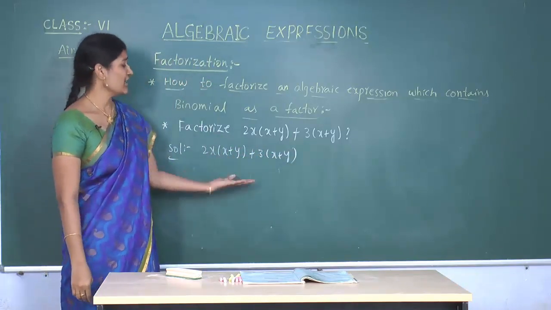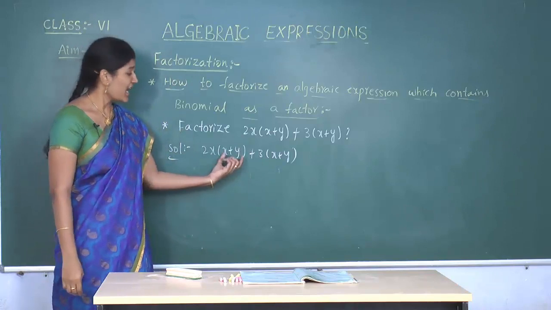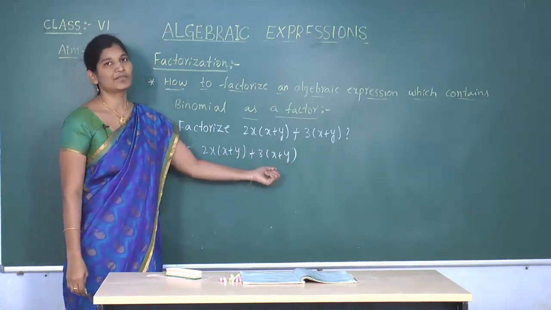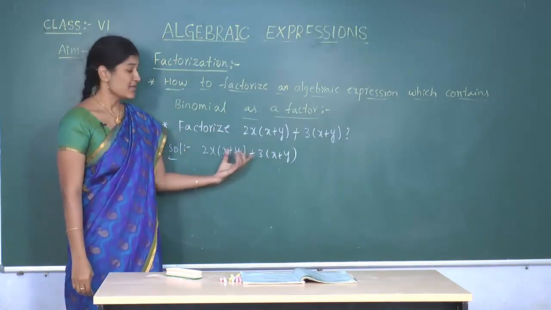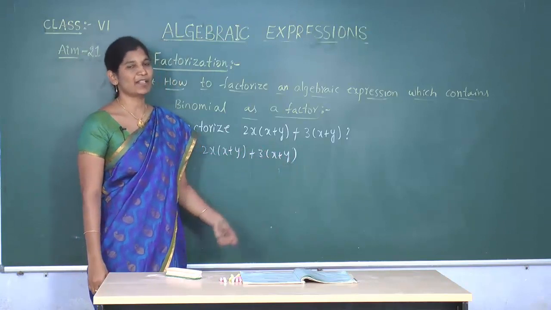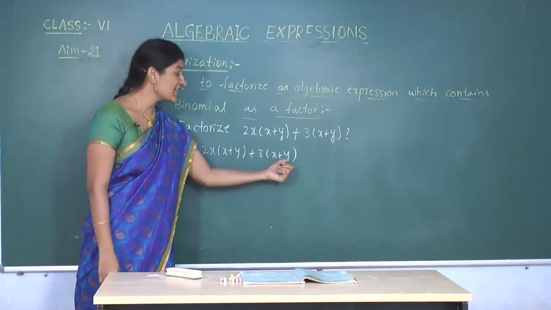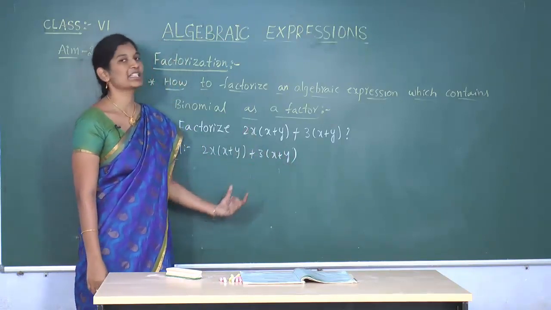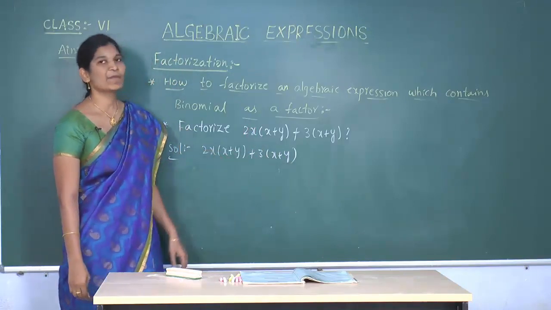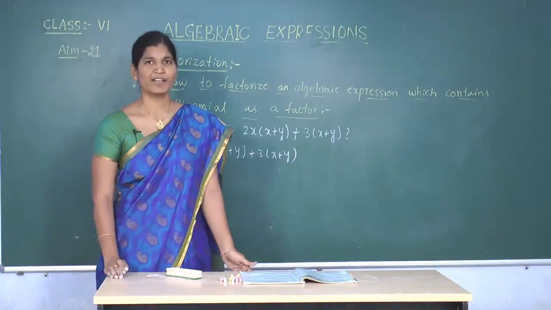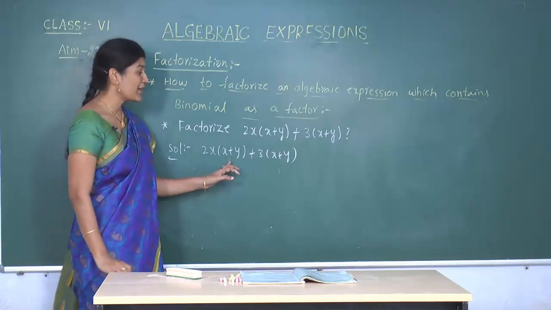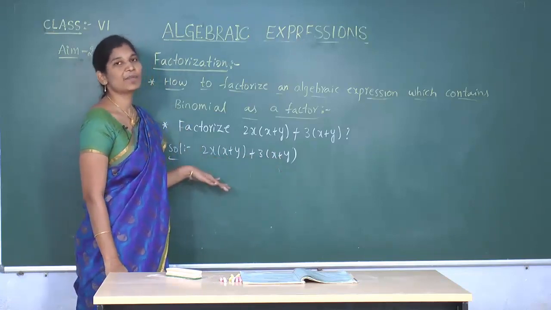Here, clearly we can say x plus y is the common factor in both terms of this algebraic expression, because the first term contains x plus y and the second term also contains x plus y. What would you say about x plus y? Is x plus y a monomial? No, x plus y is a binomial. That's why here a binomial is a factor in this algebraic expression.